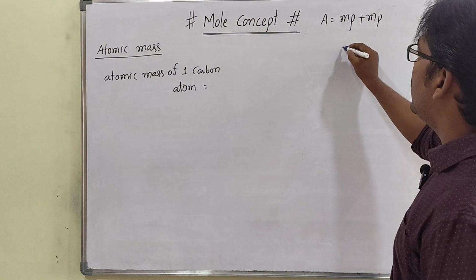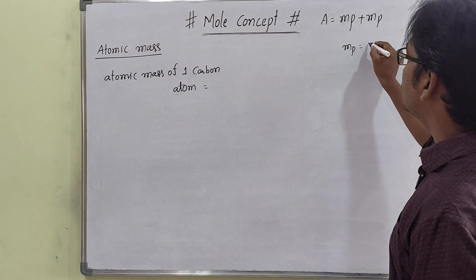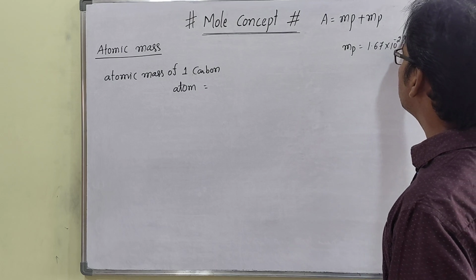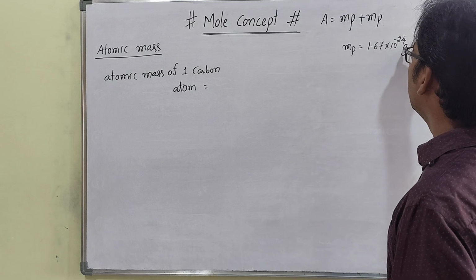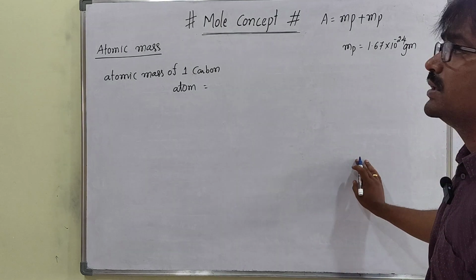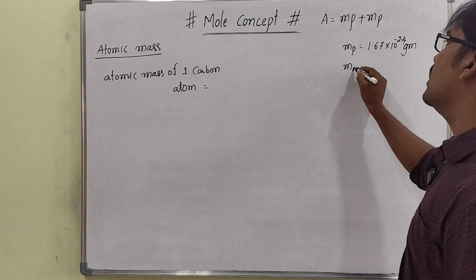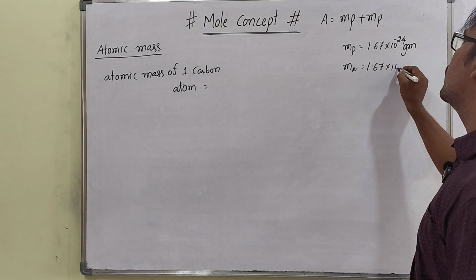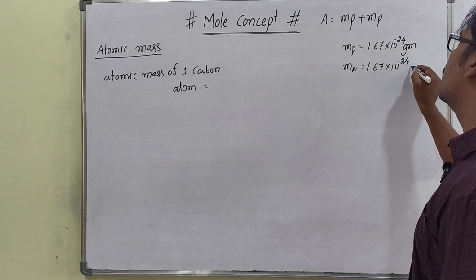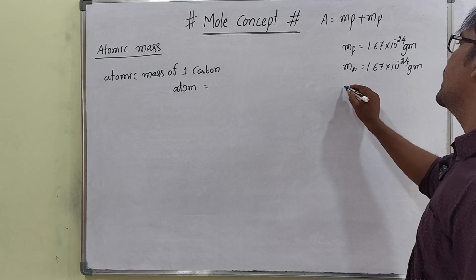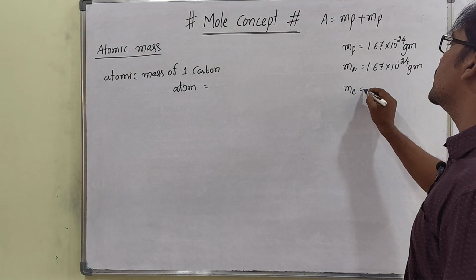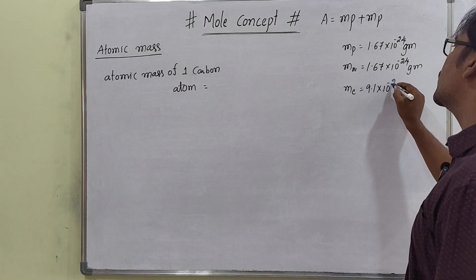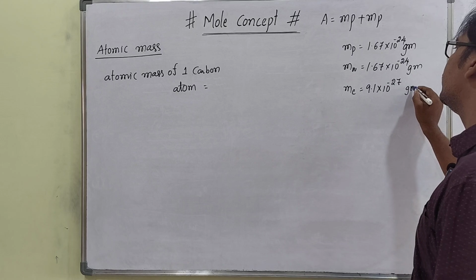So generally the mass of proton equals 1.67 into 10 to the power of minus 24 grams. This is the mass of proton. Then mass of neutron equals 1.67 into 10 to the power of minus 24 grams. Then mass of electron, in case if you take, 9.1 into 10 to the power of minus 27 grams.